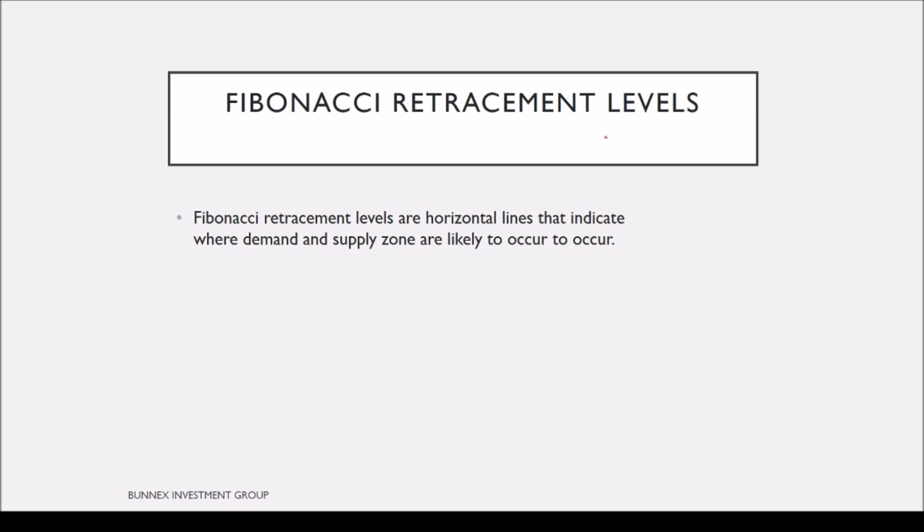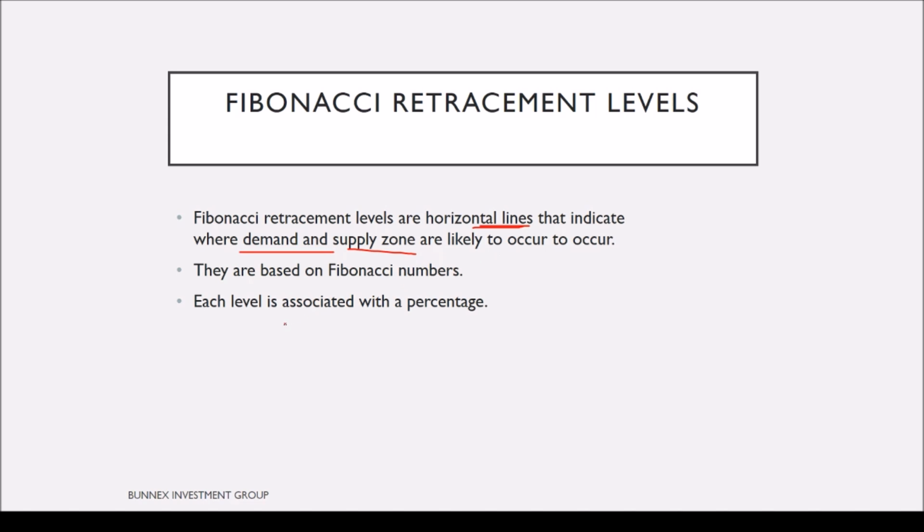So the Fibonacci retracement levels are basically horizontal lines that indicate where demand and supply zones are likely to occur. They are based on Fibonacci numbers, and there is a history behind these too. It was created by a man named Fibonacci, and he created them from mathematical calculations. That's how he got these horizontal line values.